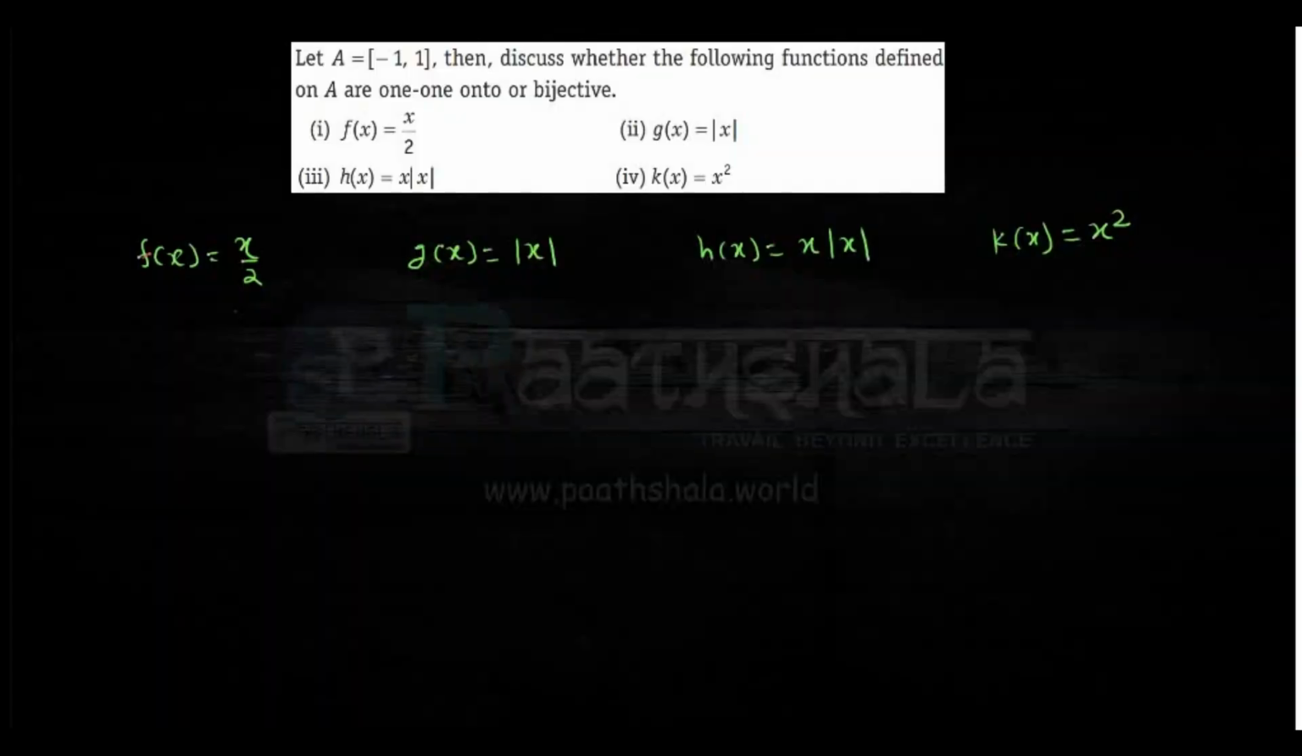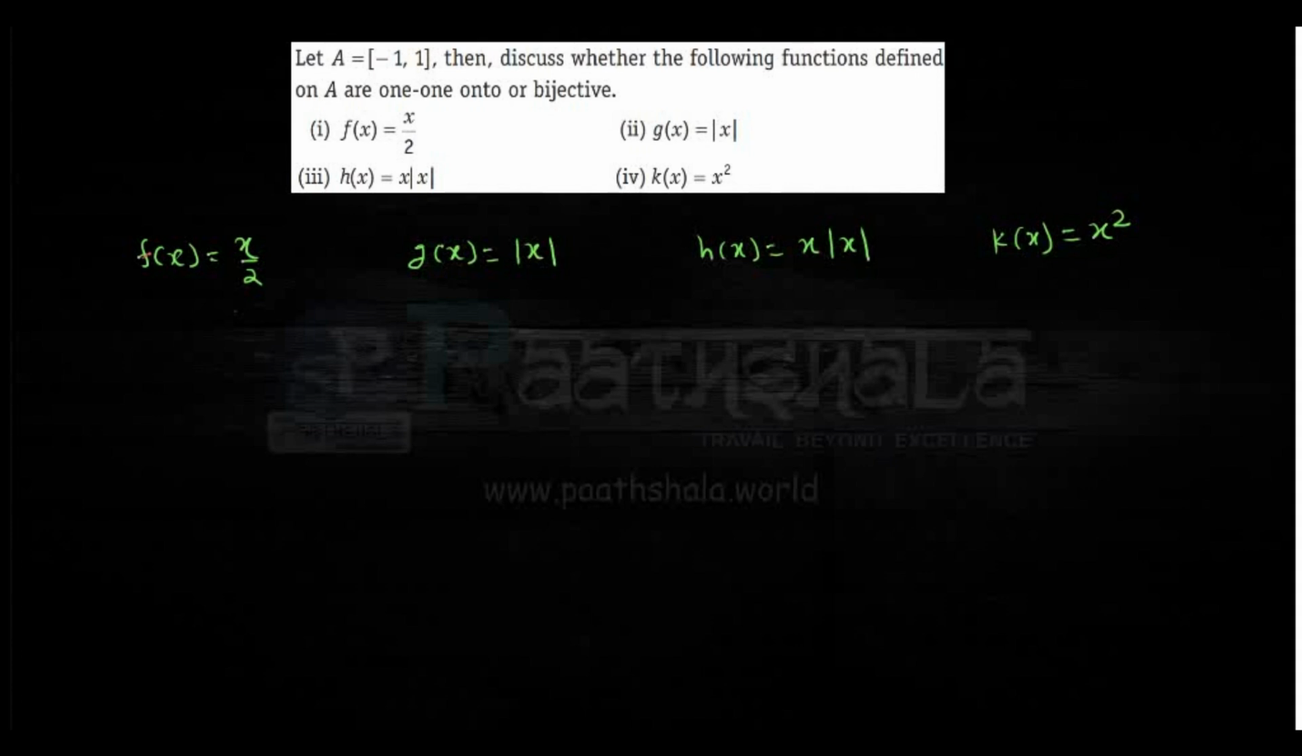Let A equal the closed interval minus 1 to 1. We are given A equals the closed interval minus 1 to 1. Then discuss whether the following functions defined on A are one-one, onto or bijective. So we have to show whether the function is one-one, onto or bijective, and the function is defined on A.